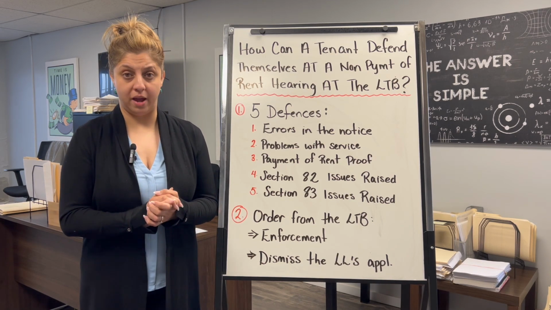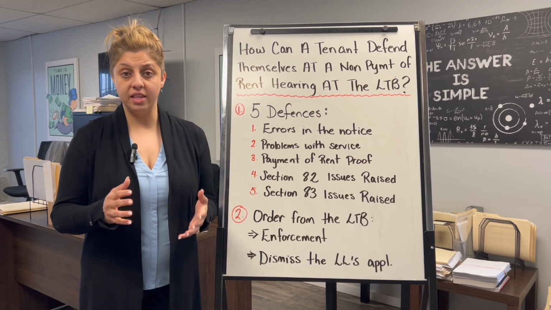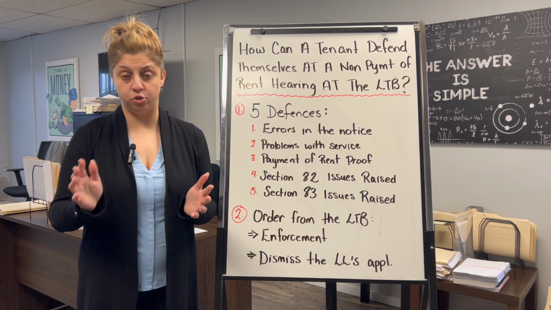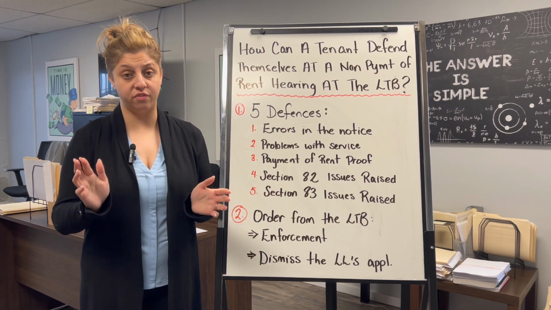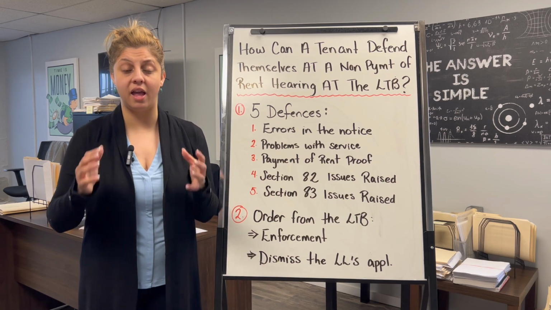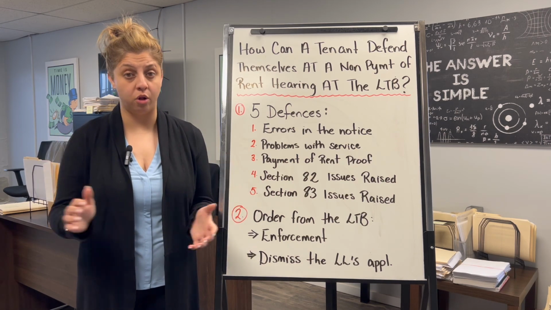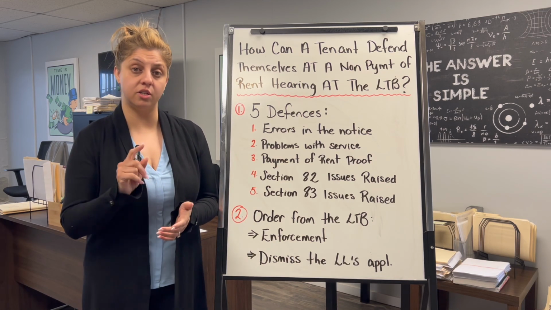When the board hears the matter, usually they will take about 30 to 60 days to issue an order. In that order, depending on who the adjudicator sides with, they can either enforce an eviction, or if the adjudicator sides with the tenant, your application will get dismissed and you're going to have to start your matter all over again. If you have any questions regarding these 5 defenses, call us first.